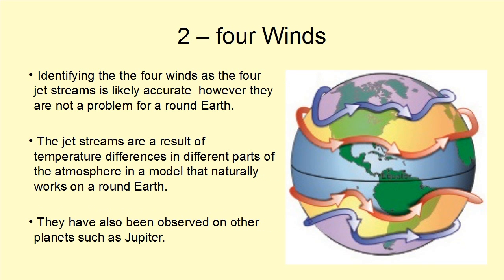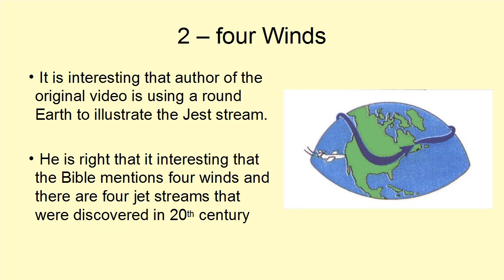Identifying the four winds as the four jet streams is likely accurate. However, they are not a problem for a round Earth. The jet streams are a result of temperature differences in different parts of the atmosphere, and this model naturally works on a round Earth. They have also been observed on other planets, such as Jupiter. It is interesting that the author of the original video is using a round Earth to illustrate the jet stream.